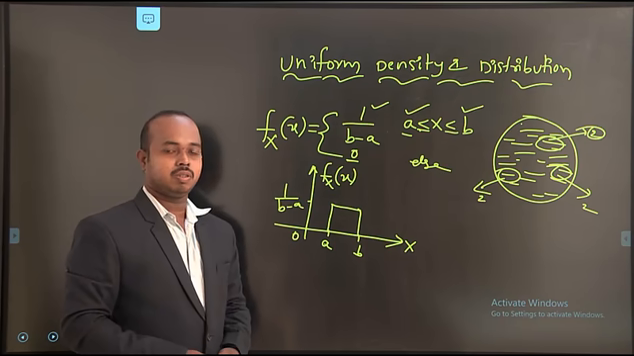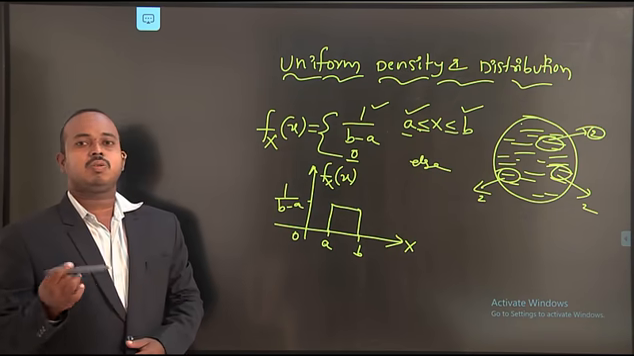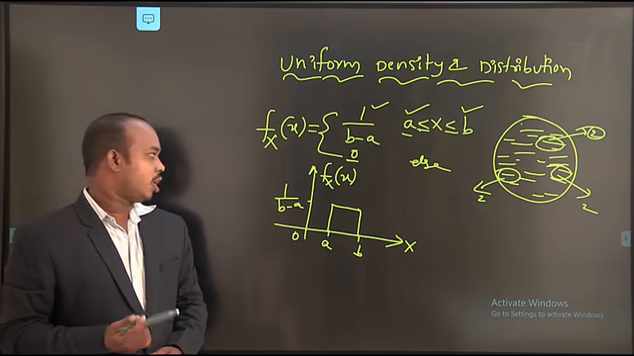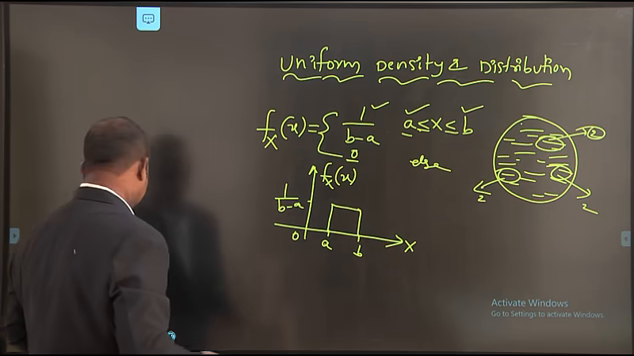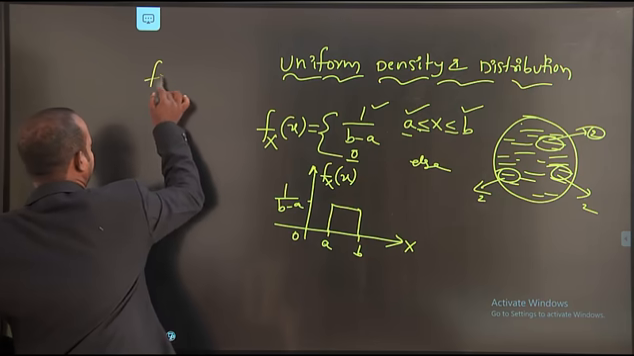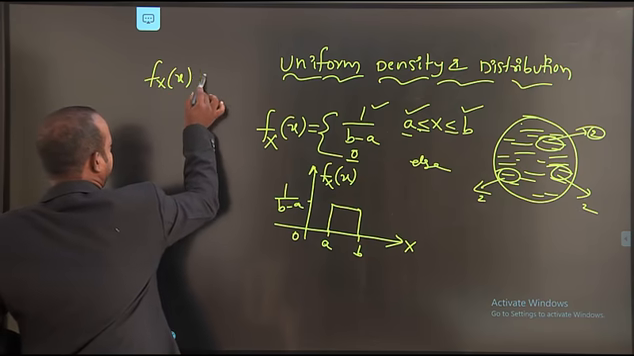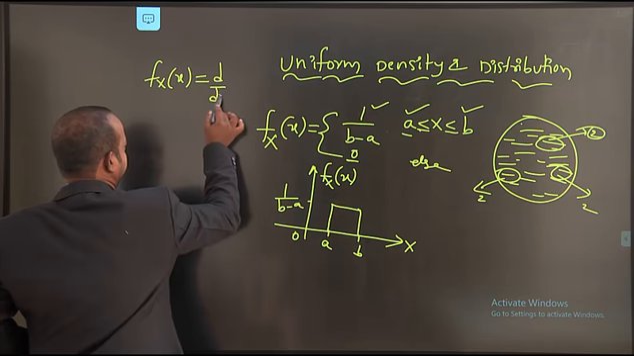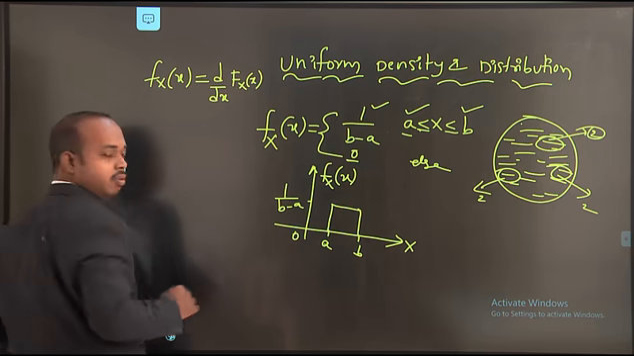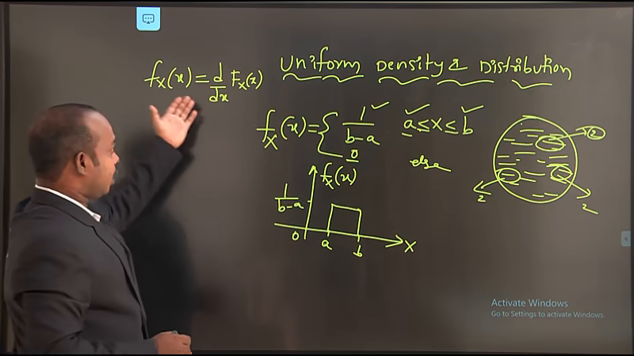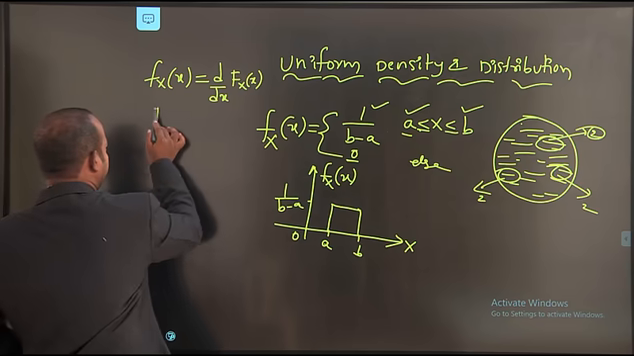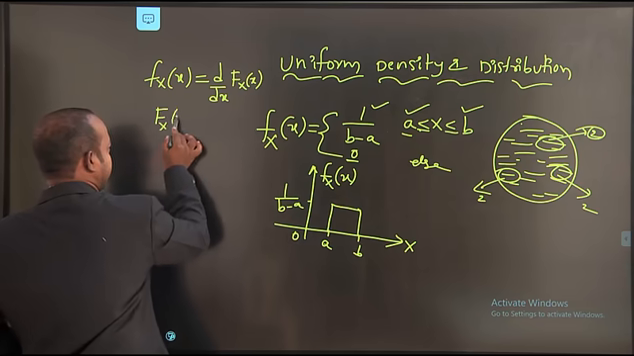But how to obtain its distribution function? Already we know the fundamental relation between the density and distribution function: f_X(x) = d/dx of F_X(x). By using this relation, we can obtain its distribution function, F_X(x).